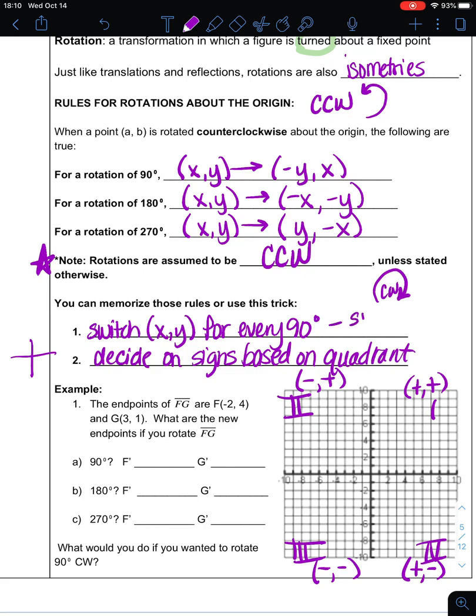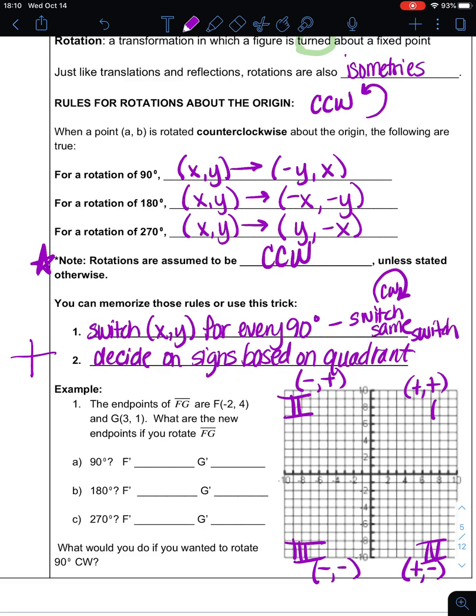So we're going to switch. So here's what I like to say. I'll say switch, same, switch. That way if you switch them, then you switch the numbers. If you say same, then you keep the numbers in the same order that they're in. So switch, same, switch. So every 90 degrees that you're going to rotate, you're going to say switch, same, switch, same, switch, same, switch.